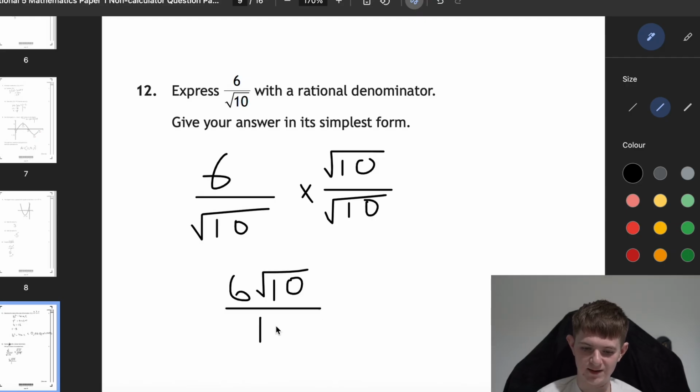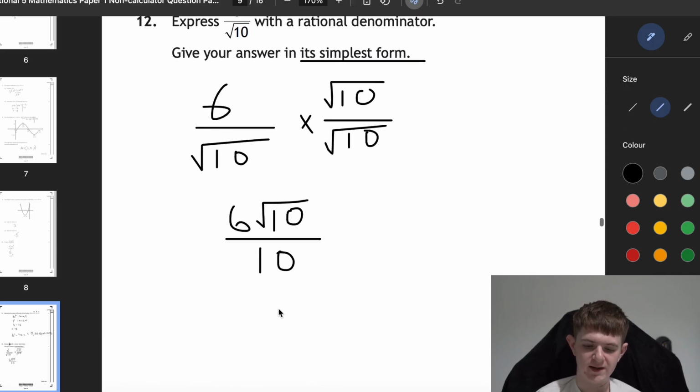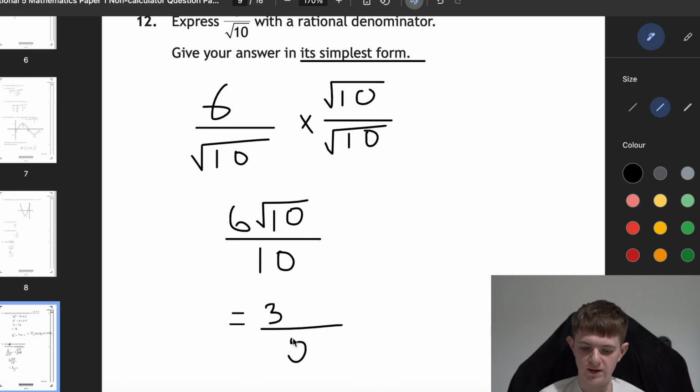It did ask for its simplest form, and that can be simplified. So we're just going to simplify that. Divide them both by 2. So 6 divided by 2 is 3. 10 divided by 2 is 5. And root 10 as well. So we've got 3 root 10 over 5.